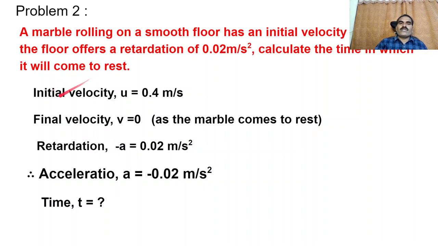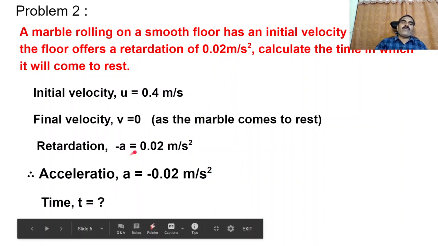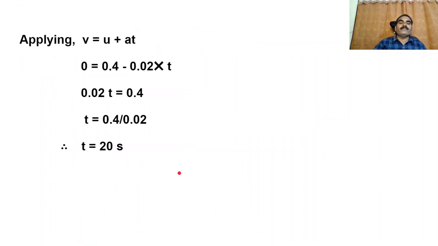Okay, so first I would like to write down the given values. Initial velocity u is equal to how much? 0.4 meters per second. Final velocity is 0. How do you know v is equal to 0? Because the marble comes to rest, that's why v is equal to 0. Retardation means negative acceleration. That's why minus a is equal to 0.02 meter per second square. Therefore, a is equal to minus 0.02 meter per second square. So, what is the time? We have to calculate the time.